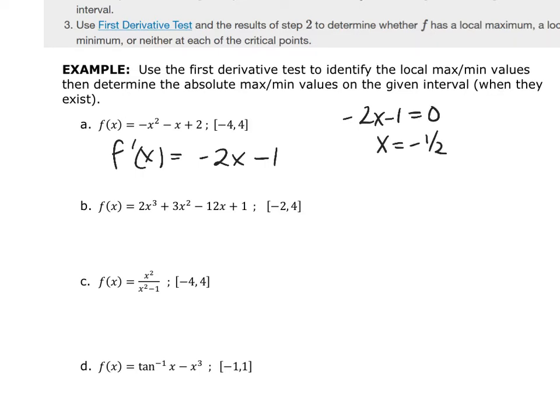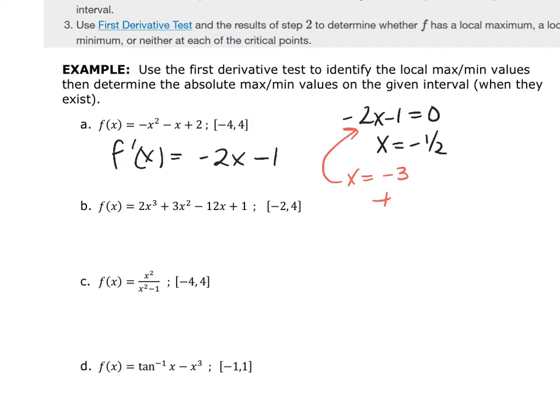Yeah. Now this one I don't need a sign graph, and the reason I don't need a sign graph is because I only have 1 point. So I just have to choose something on the left side of negative 1 and something on the right side of negative 1. So what do you want to choose on the left? Negative 3. If I put negative 3 into here, is that going to produce a positive or a negative?